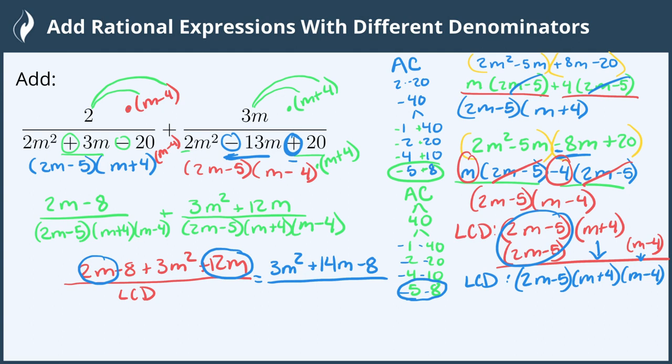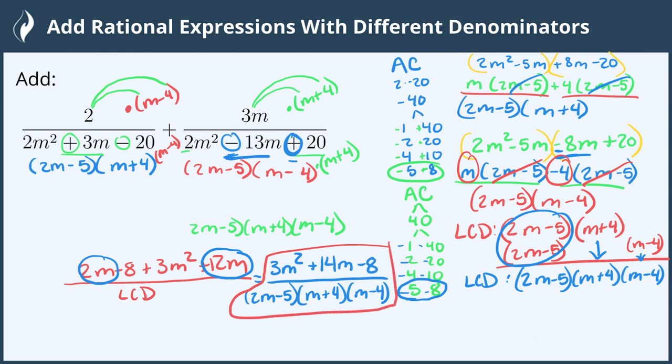And since this is our answer, I'll go ahead and write that in, which is 2m minus 5 times m plus 4 times m minus 4. We have now added these two rational expressions with different denominators by finding the lowest common denominator, combining our numerators, and now we're all done.